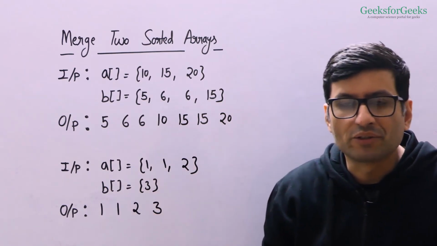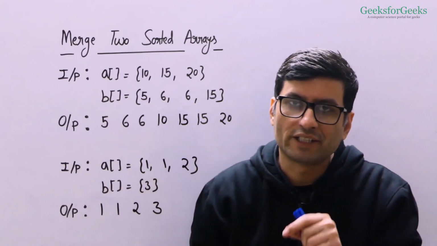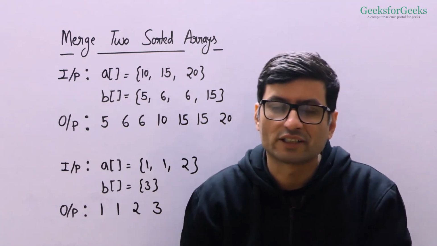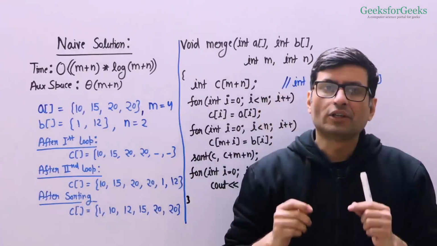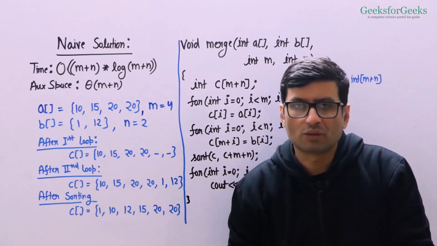Now please pause this video and try to write down a function that takes two sorted arrays as input and prints all the elements of both the arrays in sorted order. Here is a naive solution to solve the problem.